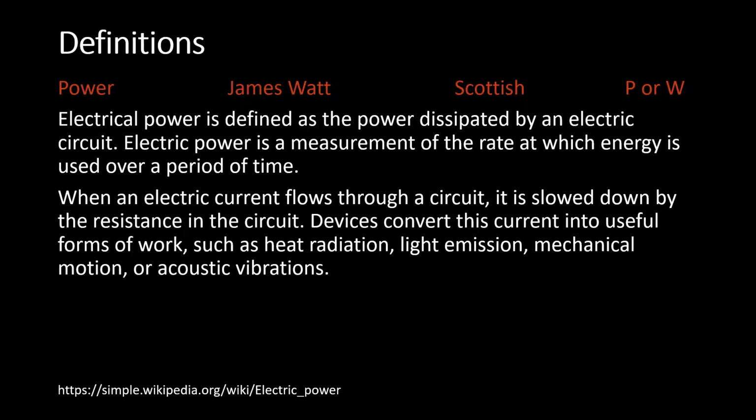So when an electric current flows through a circuit, it is slowed down by the resistance of the circuit. The devices that convert the current into useful forms of work, such as heat radiation in that toaster, or light emission in a light bulb, or mechanical motion in a motor, or acoustical vibrations in a speaker.